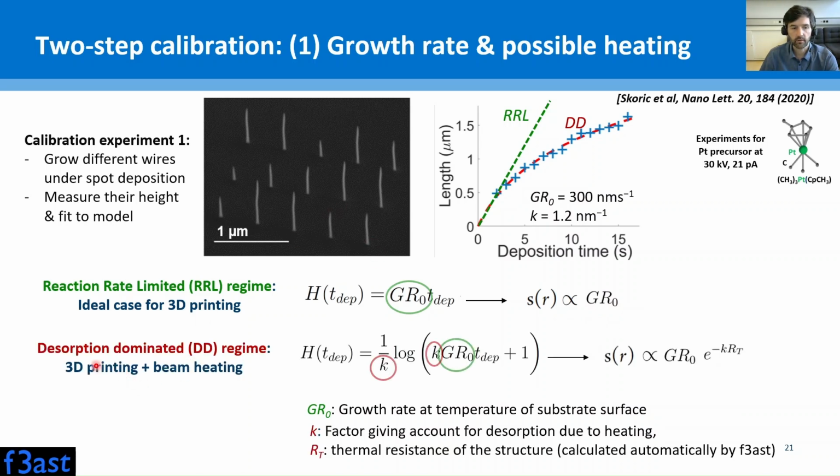If we have a different regime, the desorption-dominated regime, the expression gets a bit more complicated. I will not go into all the details, but it's logarithmic. And as a consequence, the function S of R is not only proportional to the growth rate at the substrate point, but we also need to take into account an exponential decrease in the growth rate, which depends on the thermal resistance of the structure. This is something that is calculated directly by f3ast, taking into account its geometry, and also this K factor accounting for the desorption due to heating. More details in the publication.